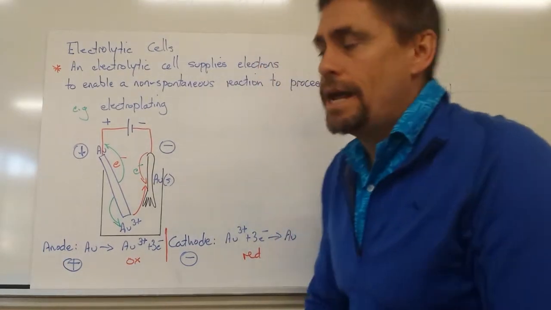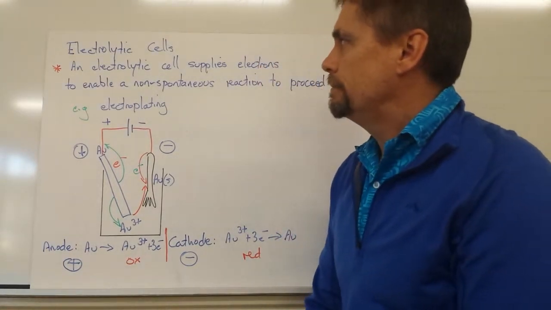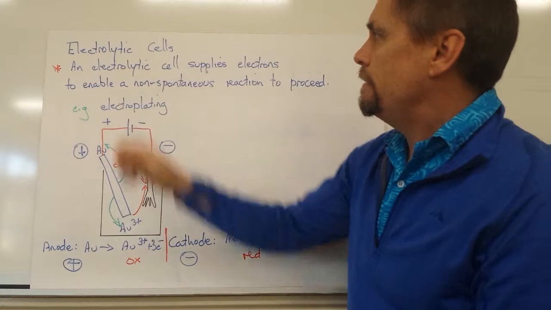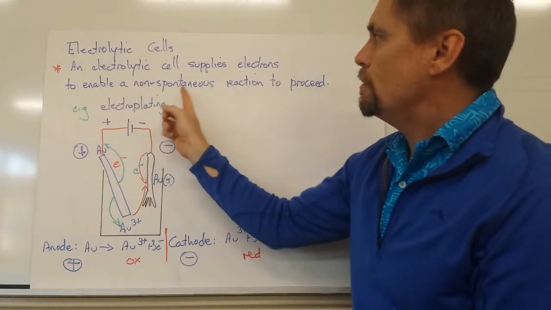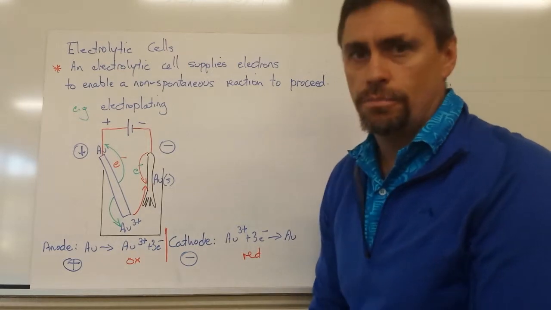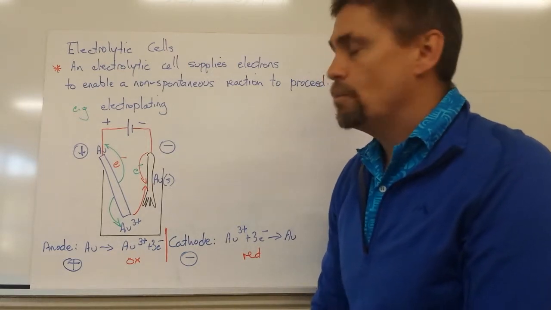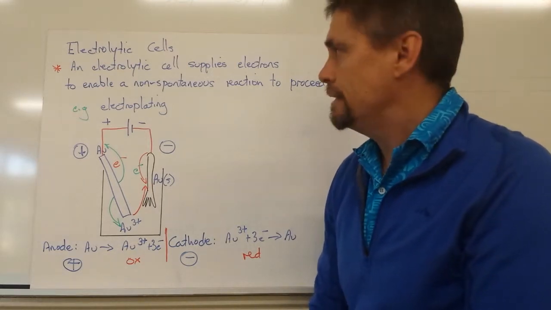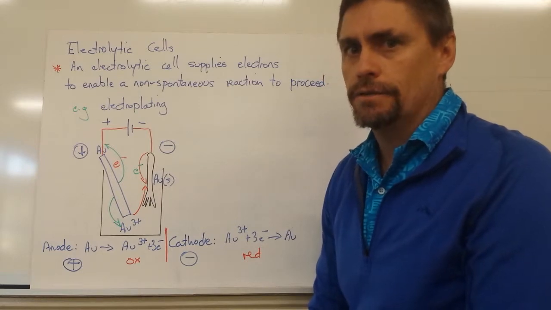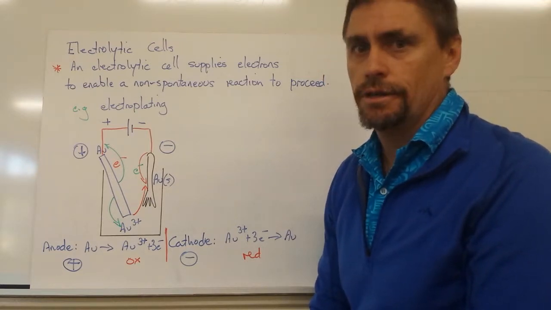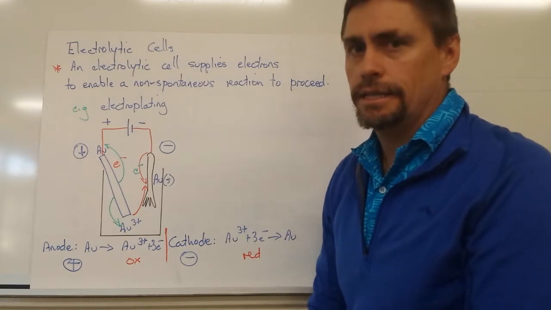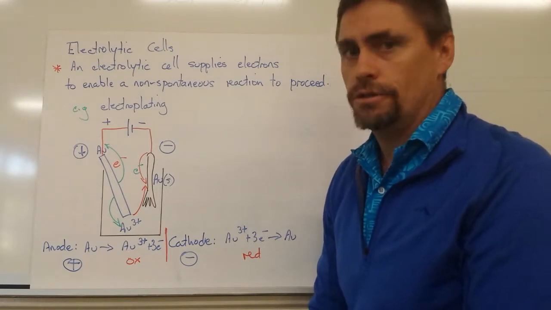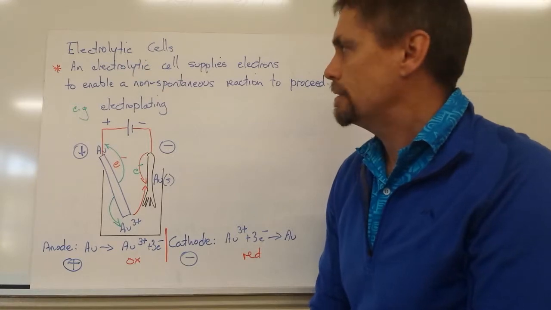Okay, let's have a look what happens in an electrolytic cell. An electrolytic cell, by definition, supplies electrons to enable a non-spontaneous reaction to proceed. So in other words, a reaction that wouldn't normally go ahead is able to proceed because of that supply of electrons from an external source. So with an electrolytic cell, we provide electrons to ensure the reaction happens.